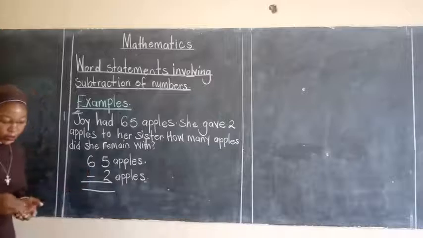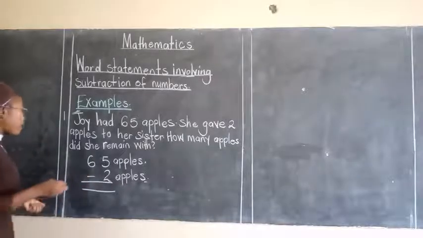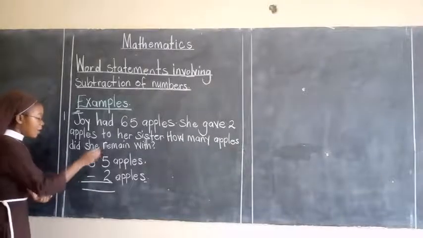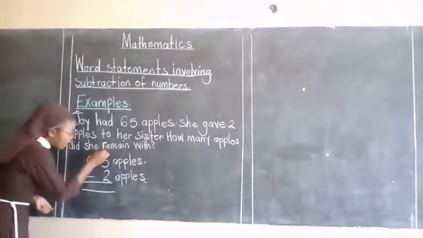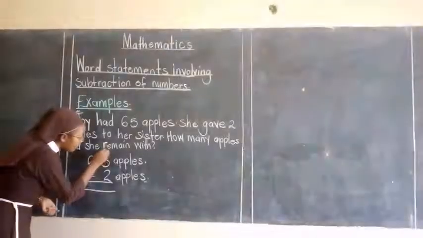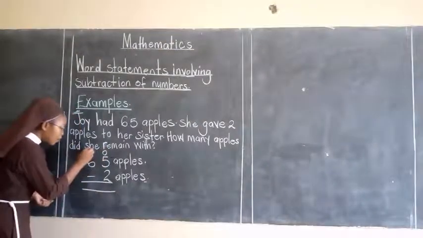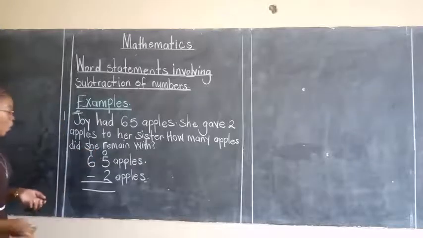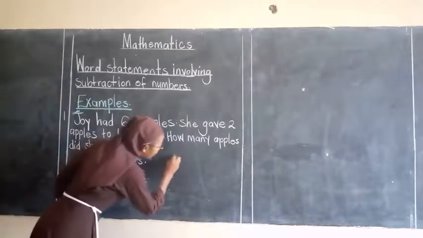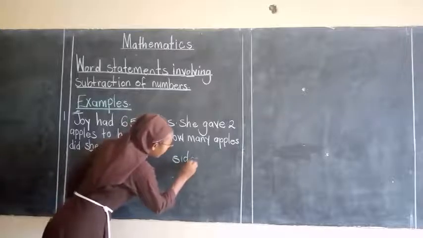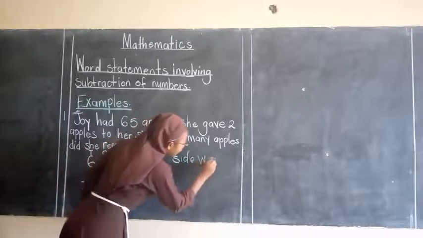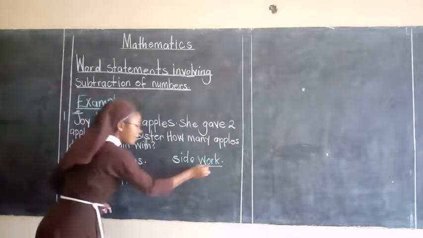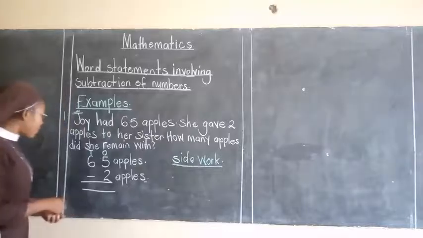So we are supposed to mark. Let's mark our place values. Those who can remember very well, which place value do we write here? The ones. It's always the first place value. The second one is the tens, represented by letter T. We go to our side work, as we said. We write our side work here. In our side work, that's where we are going to show our working.